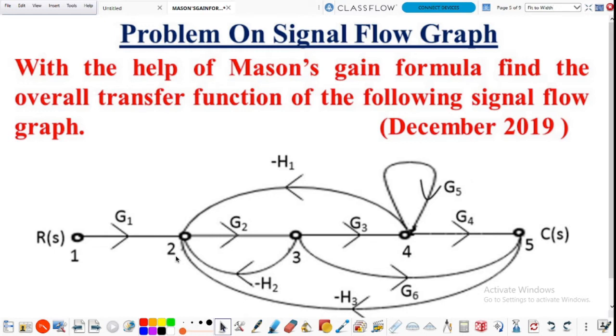Hi everyone. In this video, we are going to discuss another example of signal flow graph. This is a previous examination question from December 2019. The question is: with the help of Mason's gain formula, find the overall transfer function of the following signal flow graph. The given signal flow graph is shown in the figure.